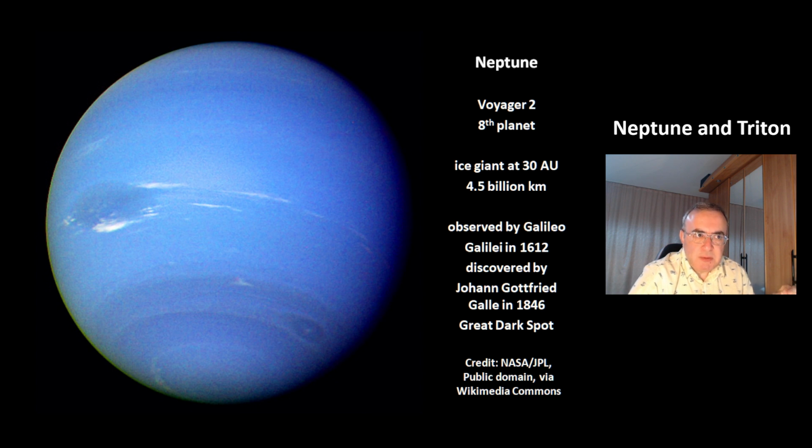Neptune was already observed by Galileo Galilei in 1612, but he couldn't identify this object as a planet. So it was discovered by Johann Gottfried Galle in 1846. And one feature of Neptune is this great dark spot.